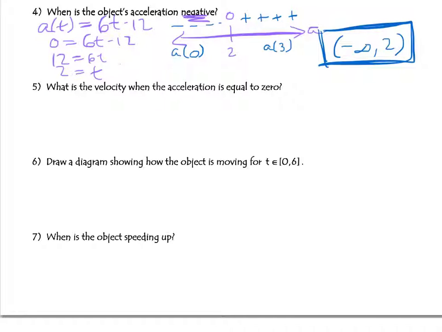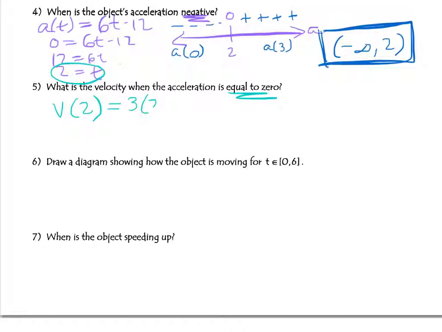Number 5 asks us, what's the velocity when the acceleration is equal to 0? Well, we know acceleration is equal to 0 when t equals 2. So all we have to do is figure out the velocity when t equals 2. We have our equation for velocity. Remember, that was 3t squared.